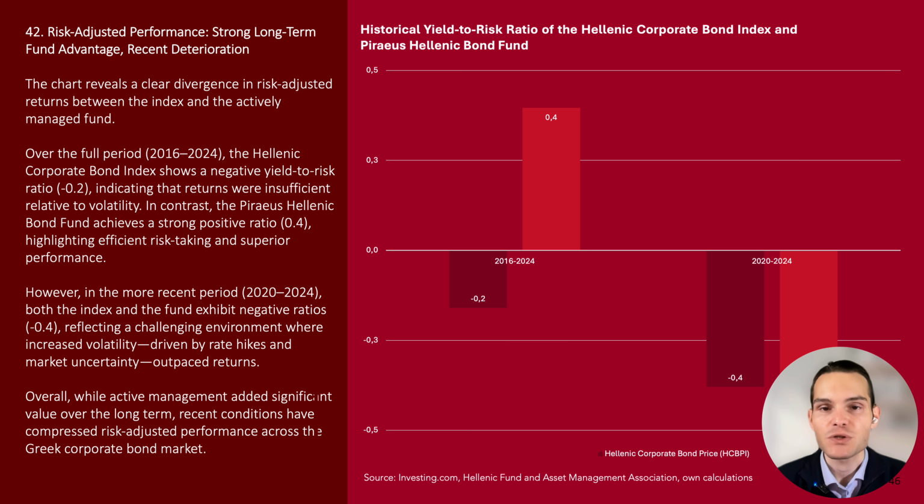The yield-to-risk ratio highlights a clear difference between passive market exposure and active bond management. Over the full 2016 to 2024 period, the actively managed Piraeus Hellenic Bond Fund achieved substantially stronger risk-adjusted performance than the corporate bond index. However, during the more recent 2020 to 2024 period, risk-adjusted returns weakened across both portfolios, as rising interest rates negatively affected bond prices.